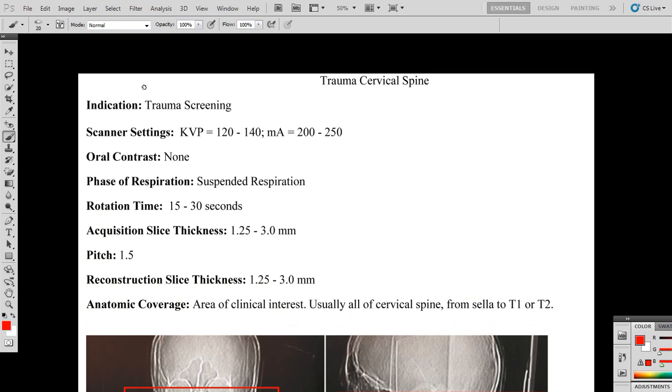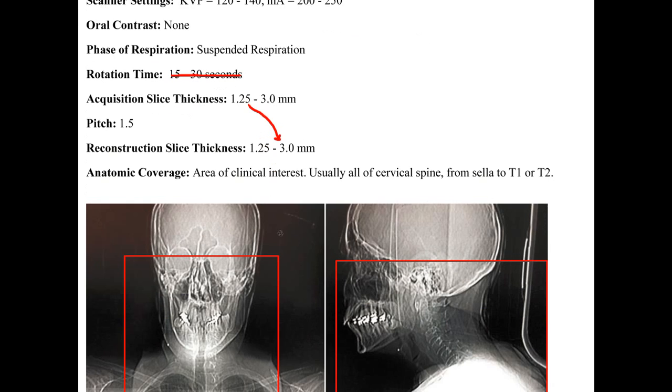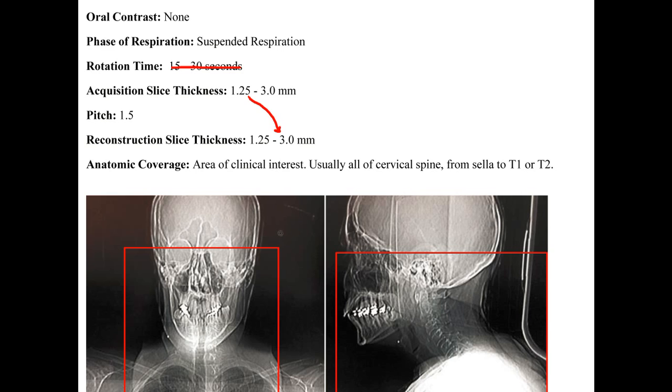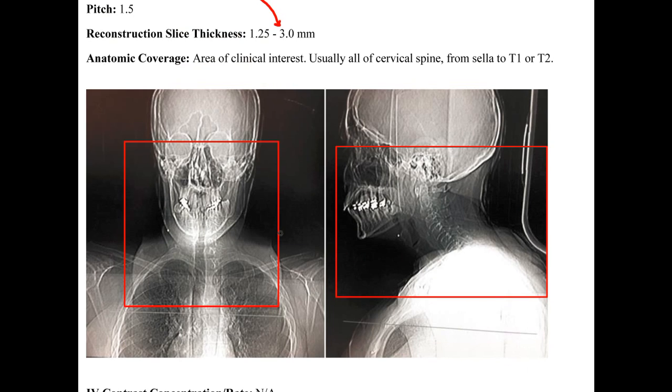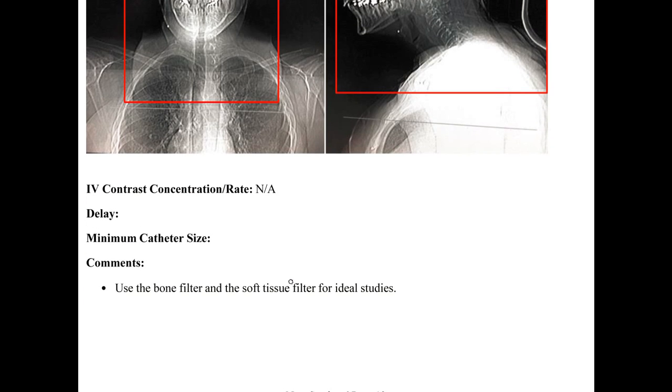Rotation time is once again too high, so we're going to exit this out. Acquisition slice thickness is 1.25 to 3 millimeter. Usually 1.25 is utilized and then reconned at 3. The anatomic coverage is the area of clinical interest. However, we're looking at a trauma situation. Usually the entire cervical spine is of interest. So once again, scan from the sella to T1 to T2.